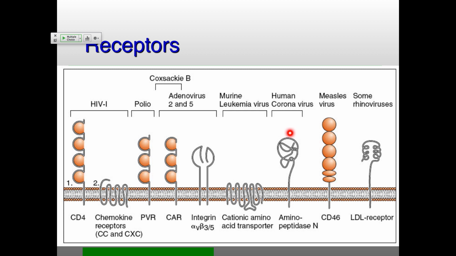This particular one is an aminopeptidase, and so peptidases, what do they do? They chop up proteins, and so this one actually seems to chop up proteins in order to actually help the virus get inside the cell, but normally it's being used to break down peptides that the cell needs in terms of nutrition. So these are just, again, a number of these different kinds of receptors.